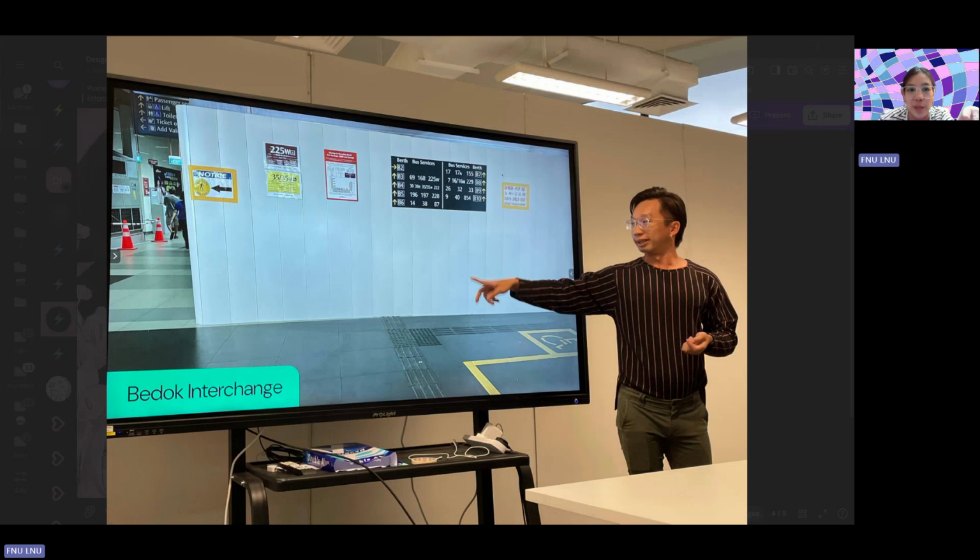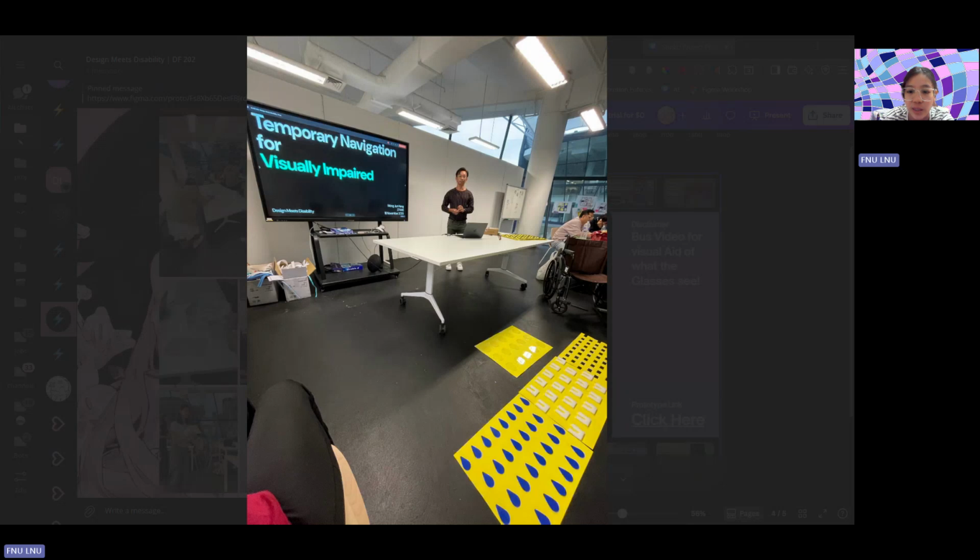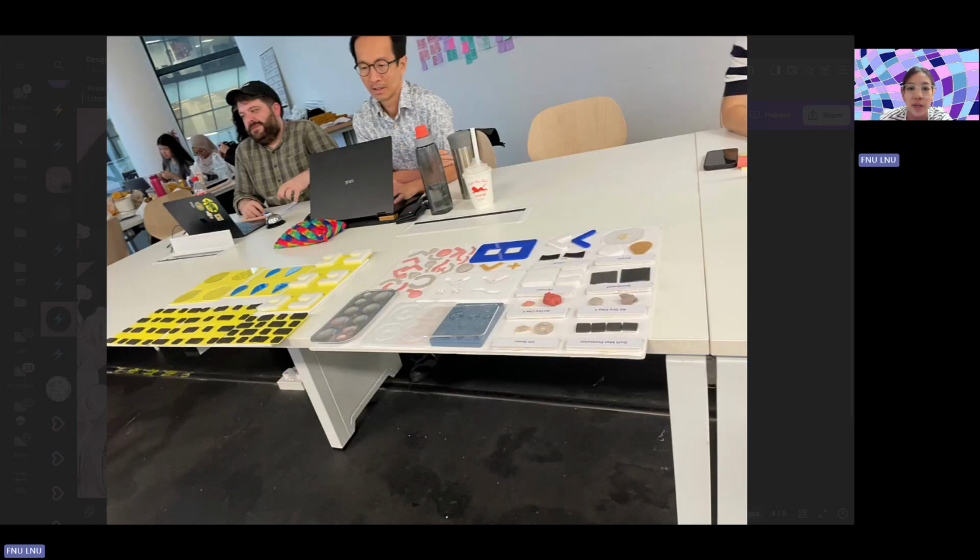This is another classmate, Joel. He did a project where he redesigned a temporary solution for the visually impaired when they go through a construction space. As you can see, the tactile paving on the floor actually stops. What he designed was something like this on the floor, tactile paving for temporary navigation. He did a lot of these things, which was quite cool to look at.